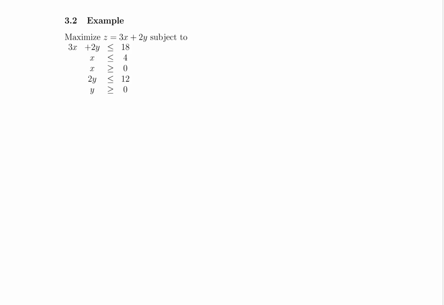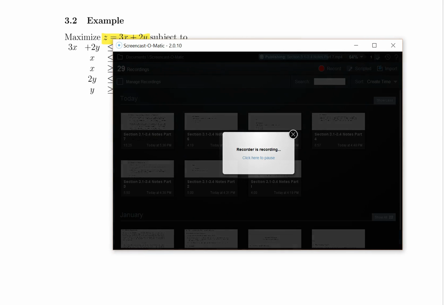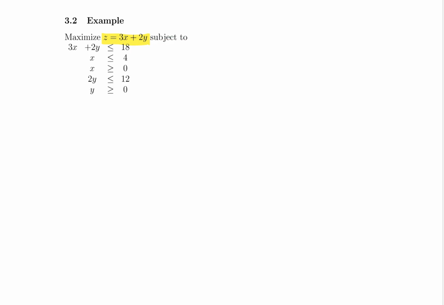Let's go ahead and identify the objective function. We are trying to find the maximum of z equals 3x plus 2y. And our constraints are given by these inequalities right here. So we're going to start by graphing the feasible region based on these inequalities that are the constraints.